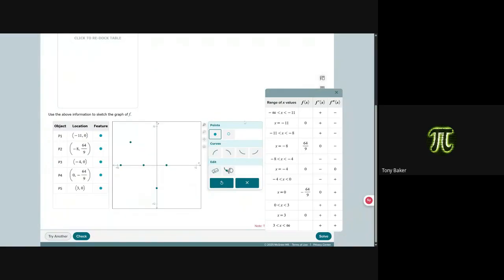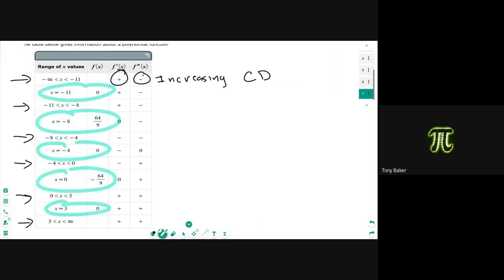All right, so we've got those points. Now, each of these here are your curves. You have increasing and concave down, decreasing and concave down, decreasing and concave up, and increasing and concave up. So you need to figure out which one of those four you're going to choose at each of those points. Positive and negative is increasing and concave down. On this interval, we have a positive and a negative. So I'm increasing and concave down.